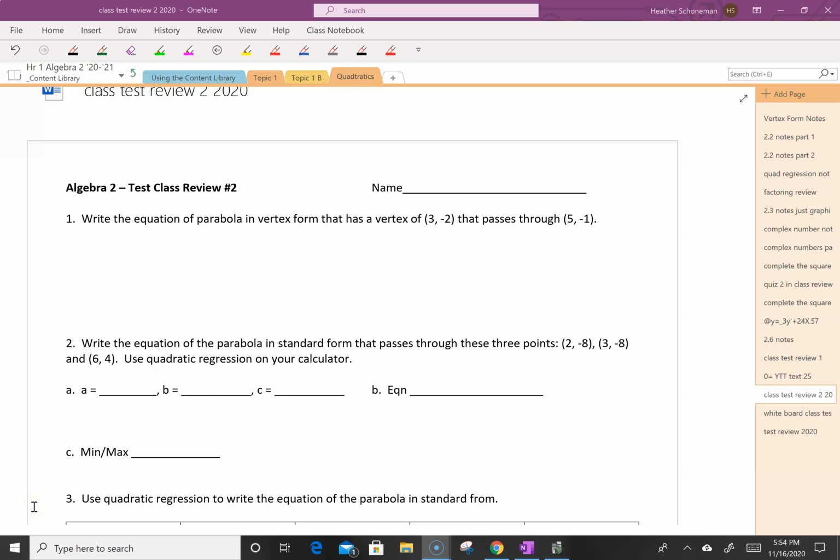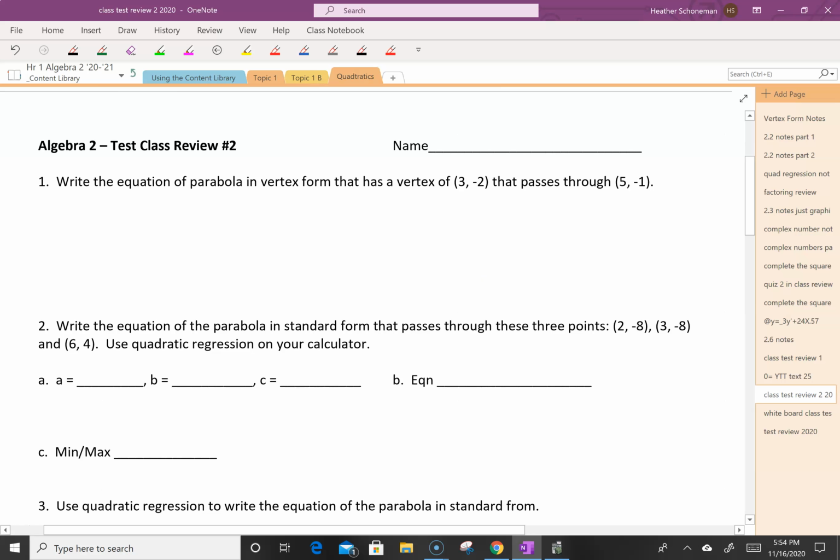Okay, on the second day of review in class, these are notes that we did together to prepare for the test. The first one wants us to write the equation of the parabola in vertex form. Now remember, vertex form is y equals a times (x minus h) squared plus k. So h and k represent the vertex, and this point represents x and y. To be able to write it in vertex form, you've got to know what a is.